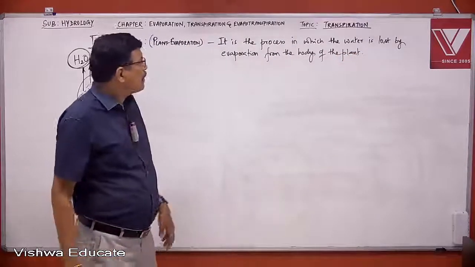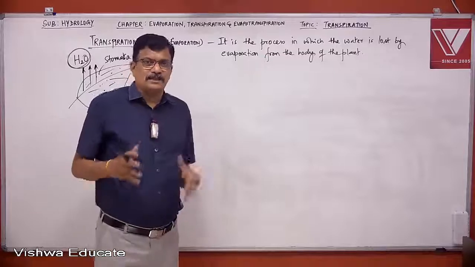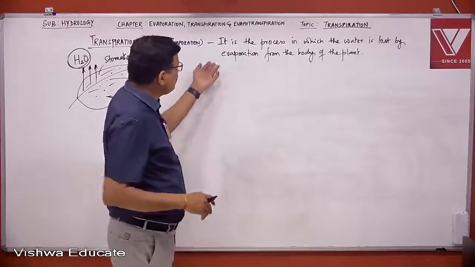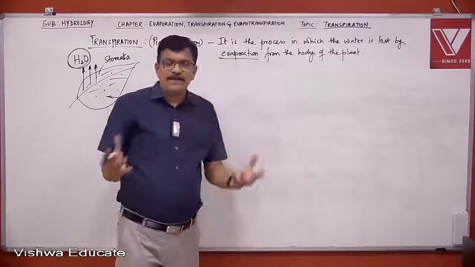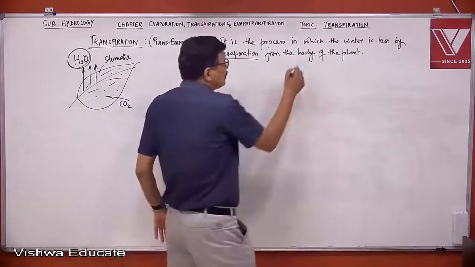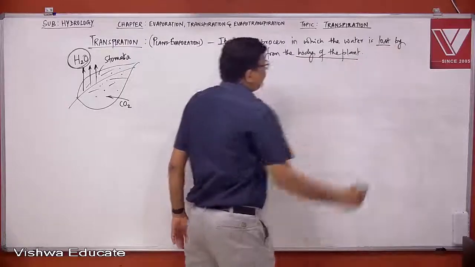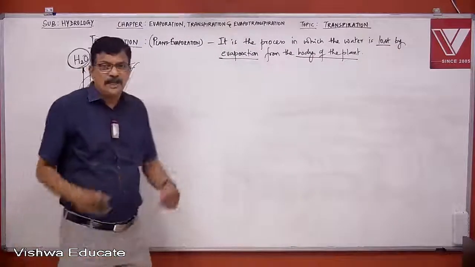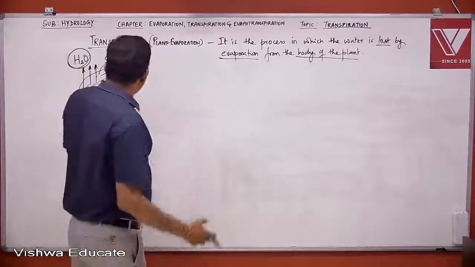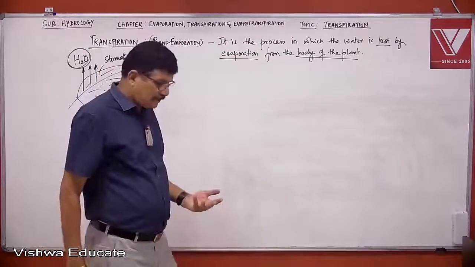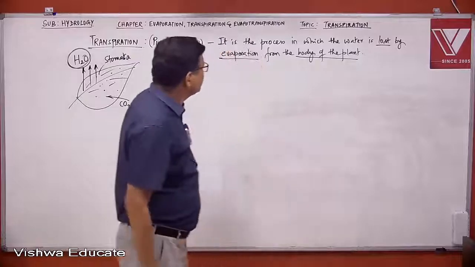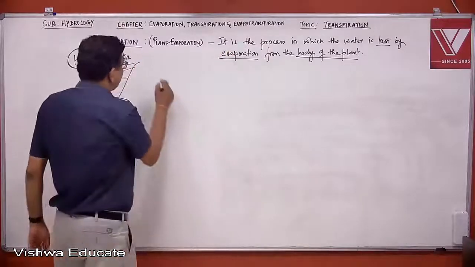Okay. Transpiration is basically again a loss. The loss is by the physical process of evaporation, but it is not from any other part. It is from the body of the plant. So the plant loses water through its leaves. That process is called transpiration.